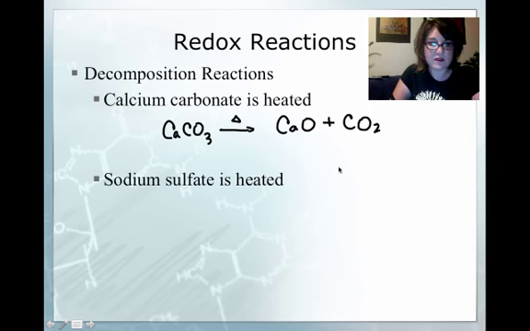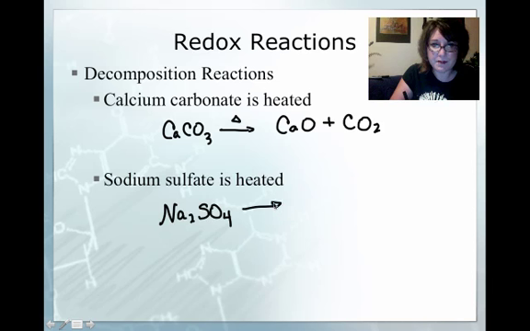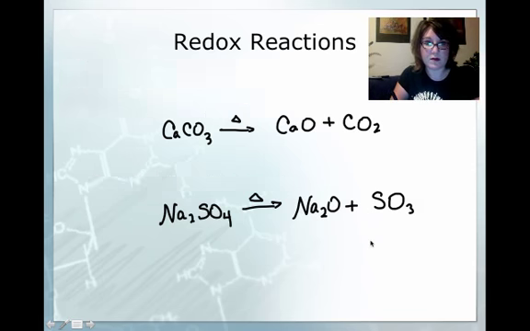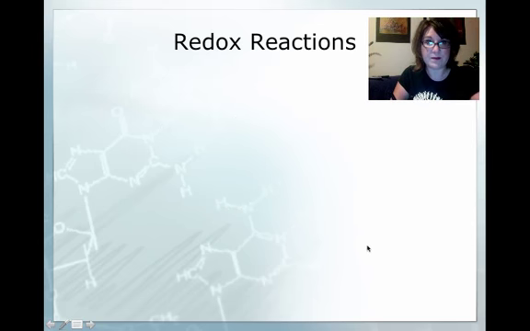How about sodium sulfate? Let's follow the same rule. Sodium, Na2, sulfate, SO4, is heated. All right, put a little triangle. And so now we're going to make the metal oxide, Na2O, and then what's left? SO4 lost one of its oxygens, so it's SO3. Sodium oxide and sulfur trioxide will be your products, and it's already balanced. So that's how we do decomposition reactions.